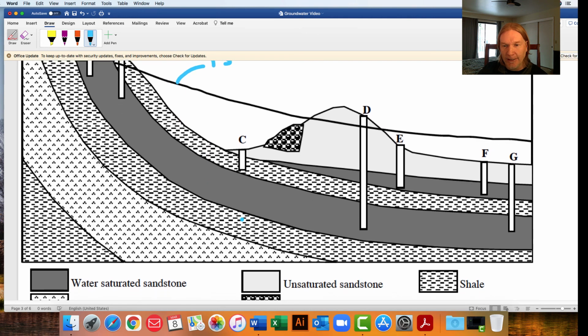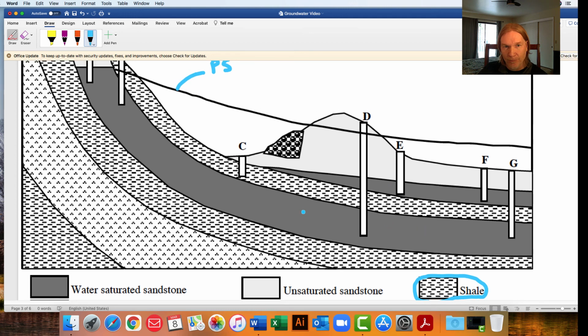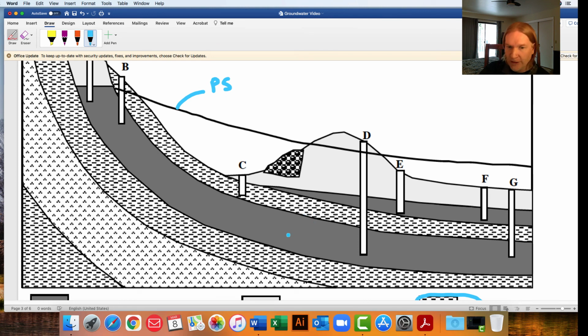And if we look at the key, this is shale here and here. Okay, so this represents the aquiclude, and this is water saturated sandstone here and here. So these are our two aquifers, one up here, one down here. Okay? So this aquifer is the one that's pressurized. This is the one that's going to produce potentially artesian wells because it's stuck in between these two aquicludes here.